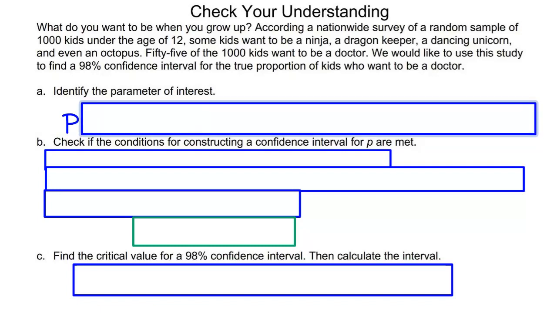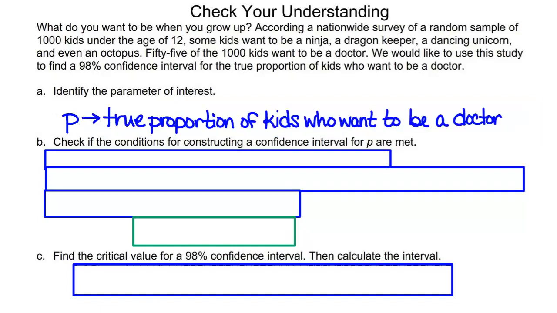You have to put this down because we're going to talk about proportions and we're going to talk about means. So when you put P, you are communicating to whoever is reading this that this is a proportion that we are estimating. So P is equal to the true proportion of kids who want to be a doctor. You have to put down the P. Because when we do means, which will be next chapter, we're going to put mu, which would be the true mean or the true average of whatever. So yes, you do have to put P, true proportion of kids that want to be a doctor.